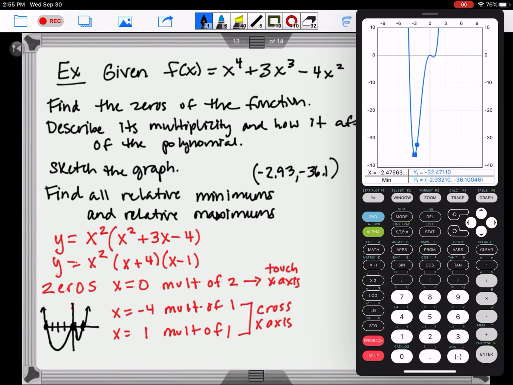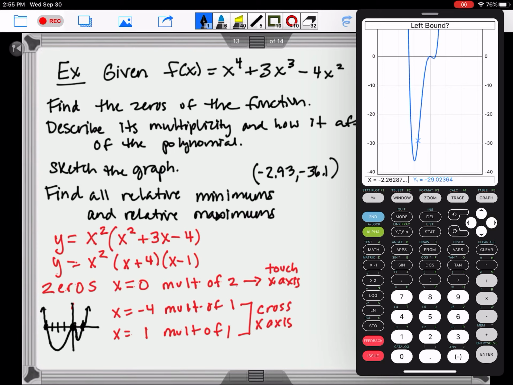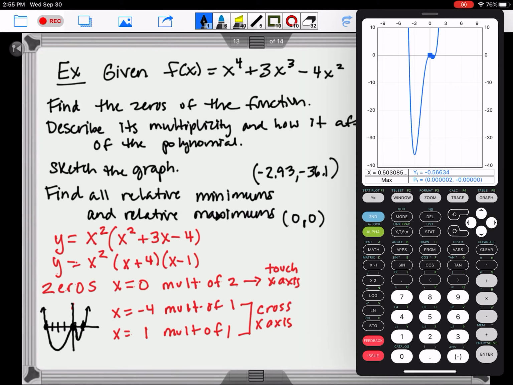Okay? Then the graph's going to increase and then decrease. That is a relative maximum. So I'm going to calculate and go down to the maximum, and I need to get to the left of the max, and then get to the right of the max, and go back to where you think it is. And notice this one is pretty darn close to 0, 0. We'll just call that 0, 0.